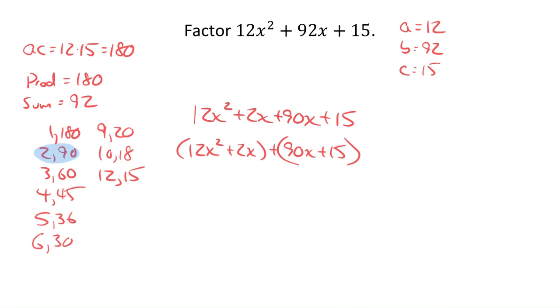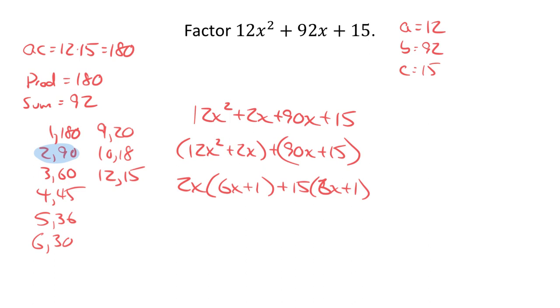We find out what's in common with each set of numbers in parentheses. 12x squared and 2x have a common factor of 2x. When we factor that out, we get 6x plus 1. 90x and 15. Now here's a little hint. I think we should be able to factor something out and get 6x plus 1. What would we need to factor from 90 to get 6? We would need to divide it by 15. So if we factor 15 out of there, we get 6x plus 1.